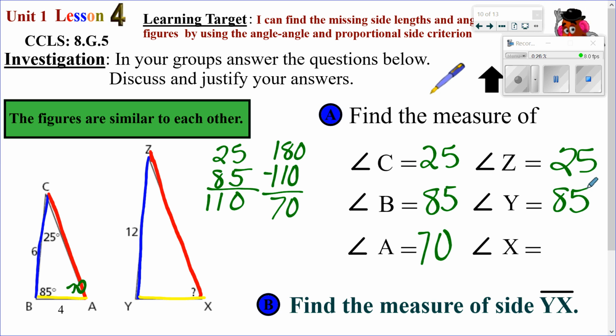Angle A is 70. We know X corresponds to it, so it's 70 degrees. Find the measure of YX. They want us to find this yellow side. So I'm going to put an N there because we don't know, it's an unknown, so we put a variable. I'm not using X because X is on the triangle.